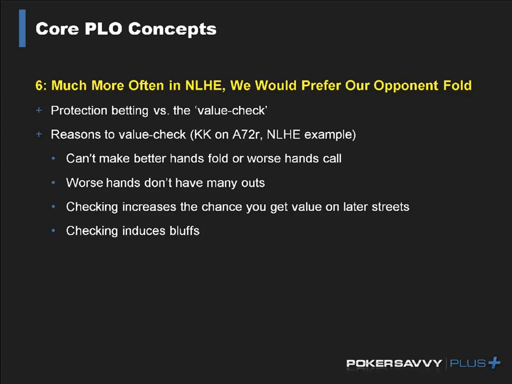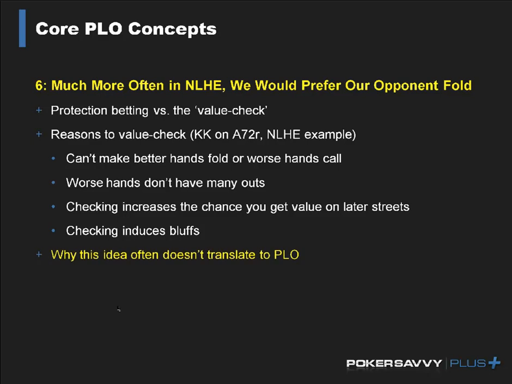So those four reasons together are reasons why, as a default, value checking with king on an A-7-deuce rainbow makes sense in no limit hold'em. Clearly, it's not always right. There may be times when you would bet anyway for different reasons, but particularly as a default example, I think this is about as good as it gets.